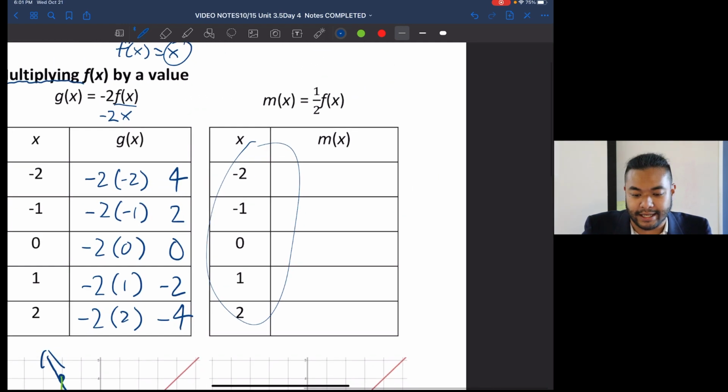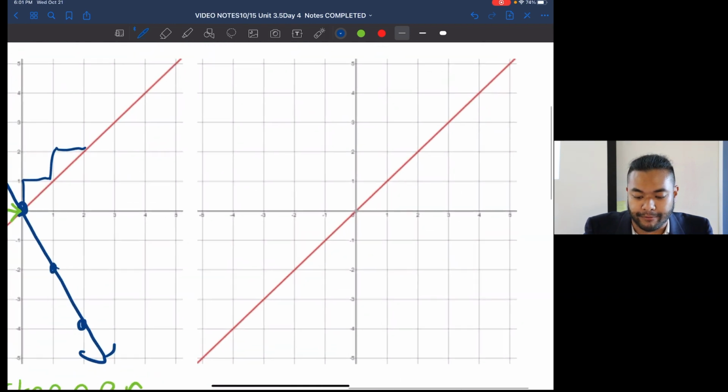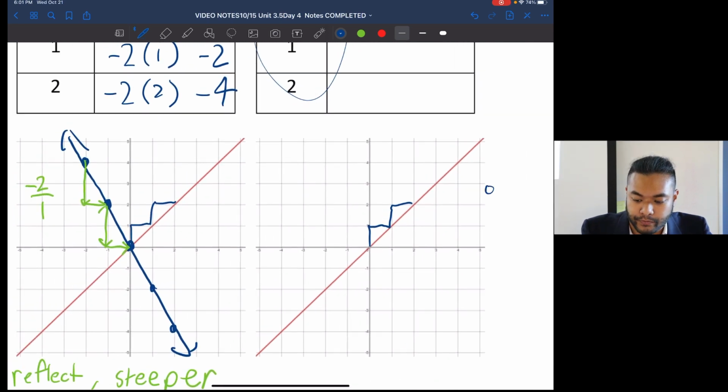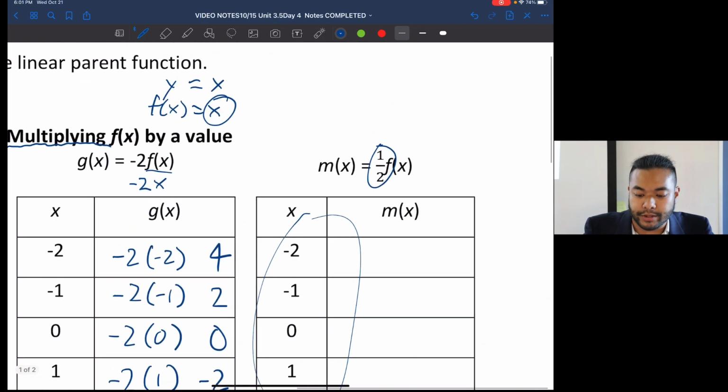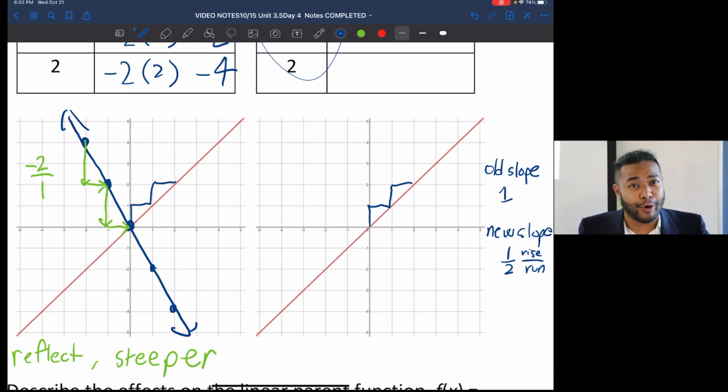The only thing I need to see is that if I multiply by 1/2, my original slope of my parent function is up 1 over 1. So my old slope is 1. But since I'm multiplying by 1/2, my new slope is 1/2, up 1 over 2. Because remember, slope is always rise over run. And let's see what happens. Is it going to be steeper, or is it going to be less steep or flatter?